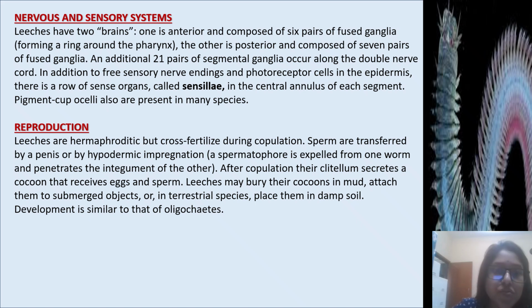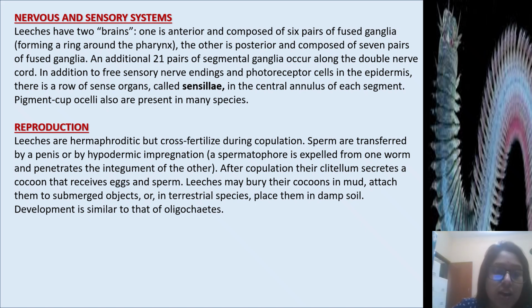In addition to free sensory nerve endings and photoreceptor cells in the epidermis, there is a row of sense organs called sensilla in the central annuli of each segment. Pigment cup ocelli also are present in many species.